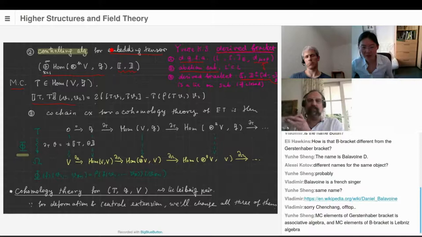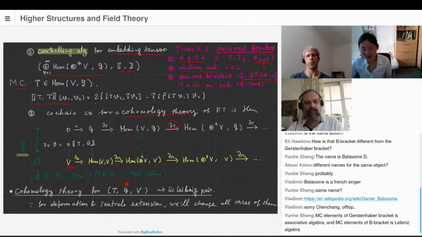And then I probably have very limited time. So we can form the cohomology theory just like before, right? So we write down this complex and we take this differential according to T, and it turns out that actually it has a relation to the cohomology of the Leibniz algebra. Actually, it's functorial.